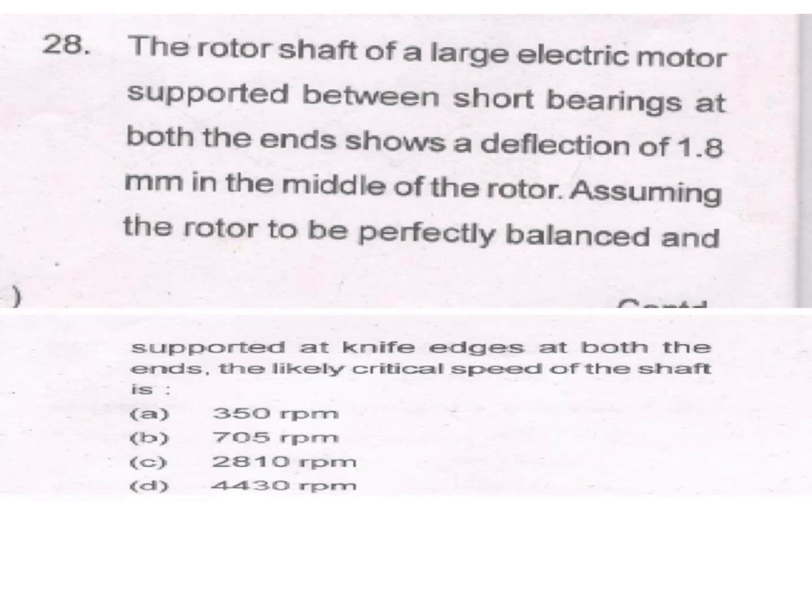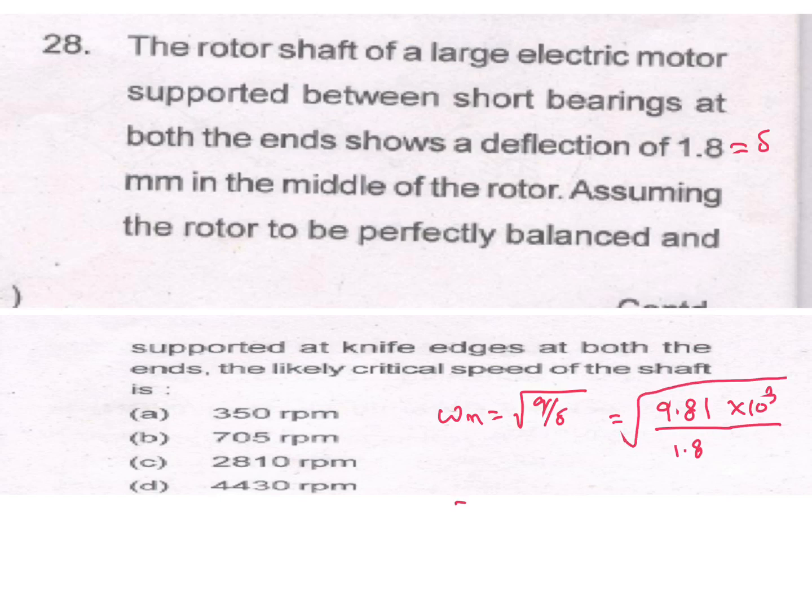Delta value is given. So we know omega n is root over G by delta. G is 9.81. This 1.8 mm is delta in mm, so you have to convert it, 1.8 divided by 10 to the power 3. Then finally we will get 73.824. This is in radian per second.